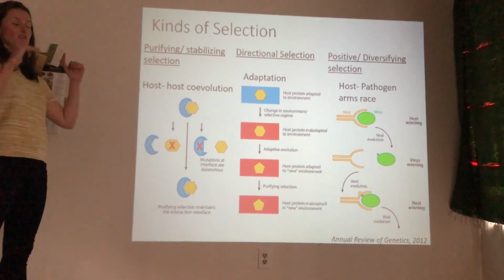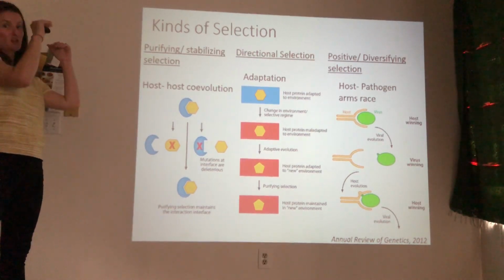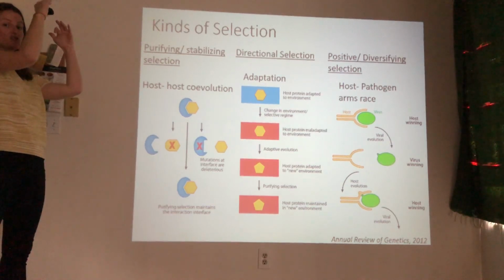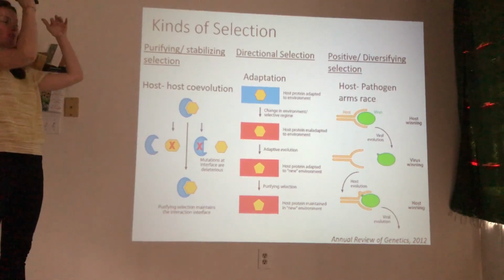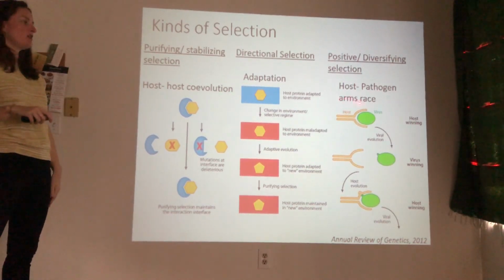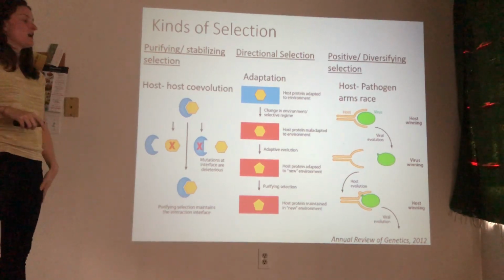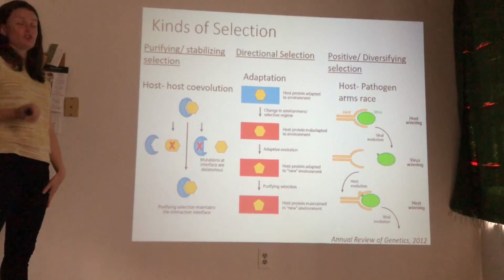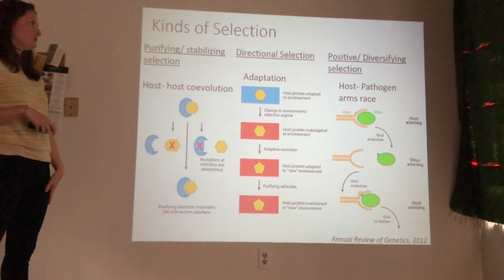So you can imagine this kind of constant one-upmanship where the pathogen is changing and then the host is changing to try to catch up, and then the pathogen is changing again and then the host is changing again. And so we call this the arms race. And actually there's evidence of this happening in the genomic record. And so we'll talk about that.